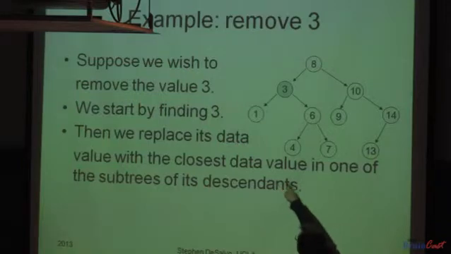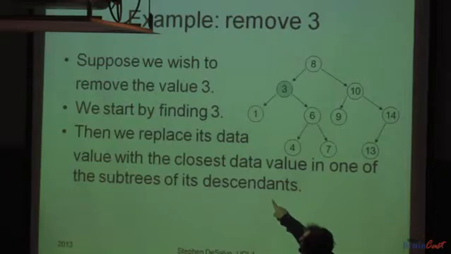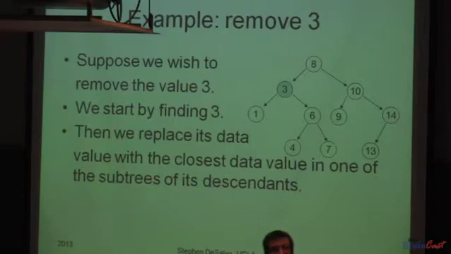Then we look at the subtrees. And the idea is not to just replace it with the 1 or the 6. This is very important, okay? You replace its data value with the closest data value in one of the subtrees of its descendants. You pick a left or a right subtree, and you say I picked the right subtree. I want to find in that right subtree the value closest to 3. What value is that? The 4. Okay? So what is the idea?